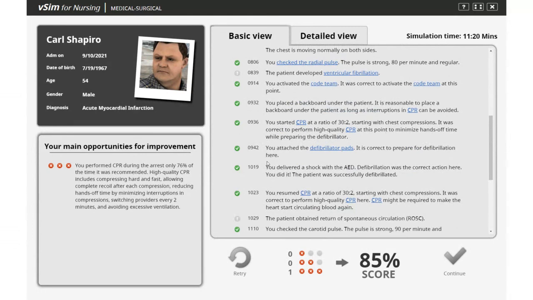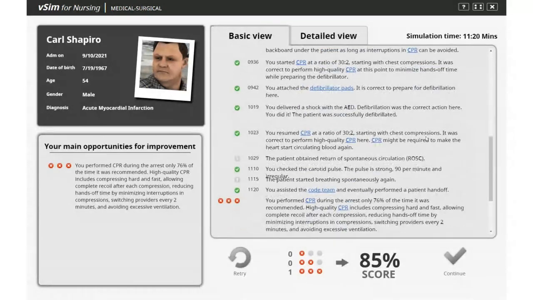And basically we started CPR. We got those defib pads in place, assessed the patient with the defibrillator, the AED, delivered a shock. Once the shock was done, we went right back into CPR. And then the patient had return of spontaneous circulation. We checked the carotid pulse just to be sure. It was good and strong. They kind of came to, and then they started breathing spontaneously. And then we assisted the code team, and then eventually performed a patient handoff. So I'm not going to be doing that for purposes of today, just being mindful of the time.